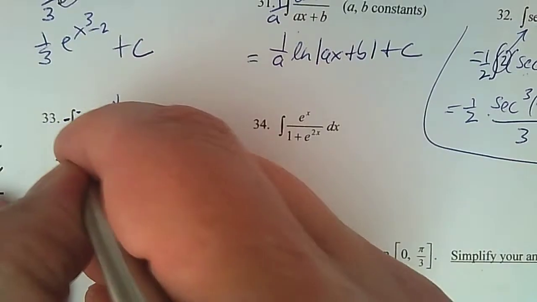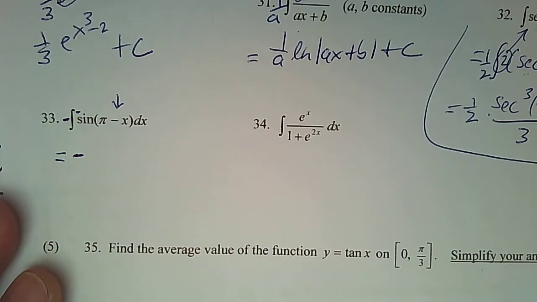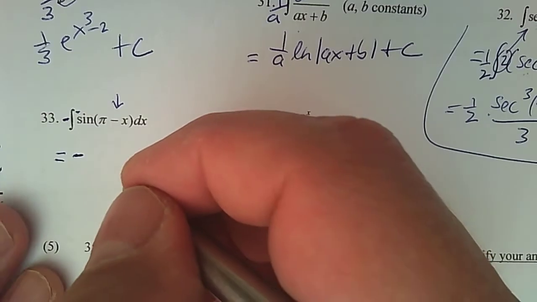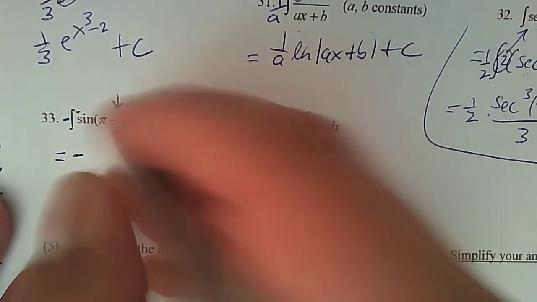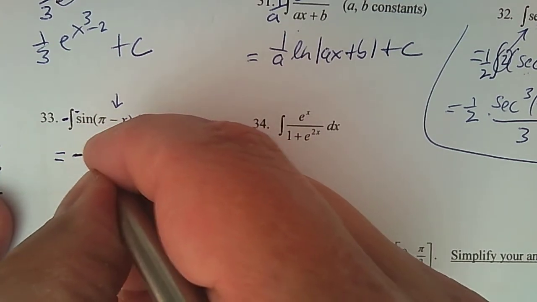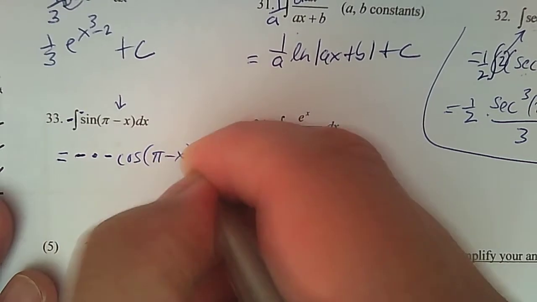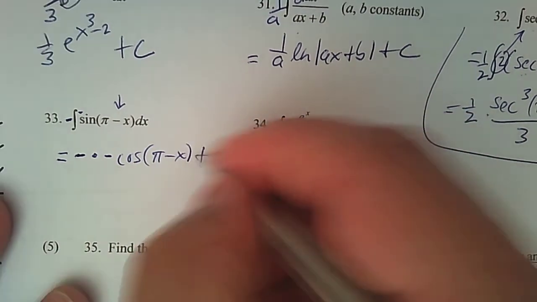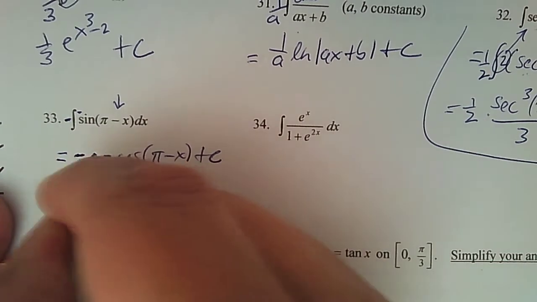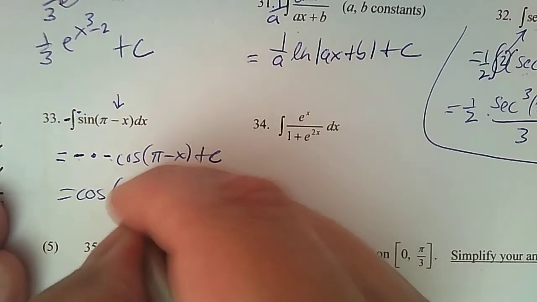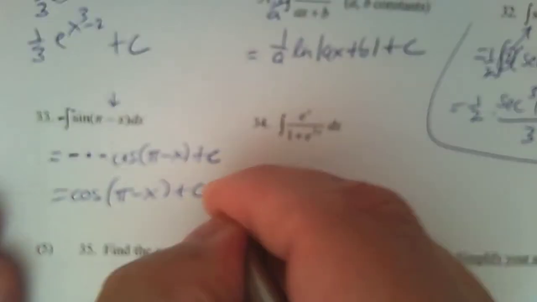Then, once I do that, what is the antiderivative of sine? The antiderivative of sine is negative cosine. So when you go negative cosine, it's actually going to make it positive. So I'll even go times negative cosine pi minus x plus c, and recognize the negative times the negative really just makes it positive cosine, pi minus x plus c.